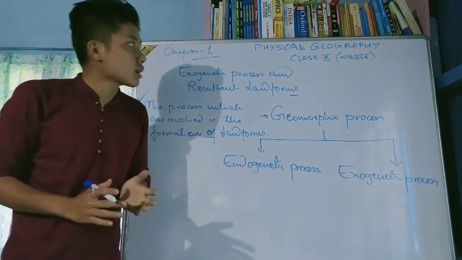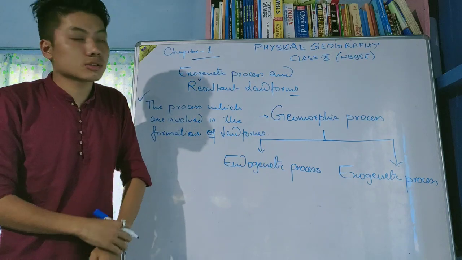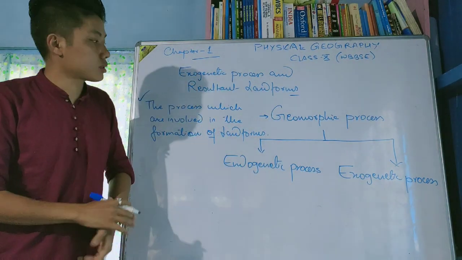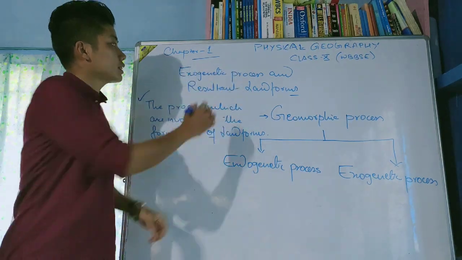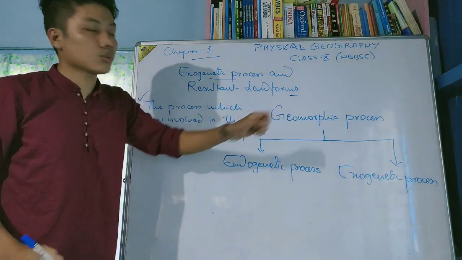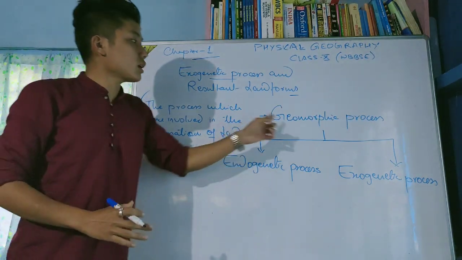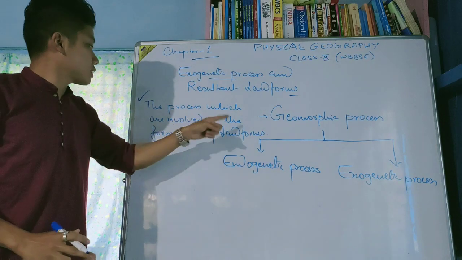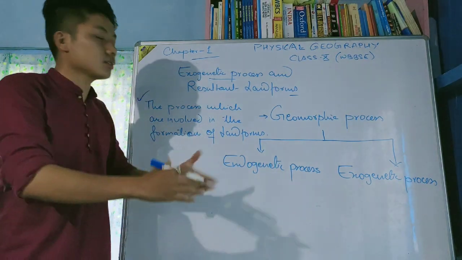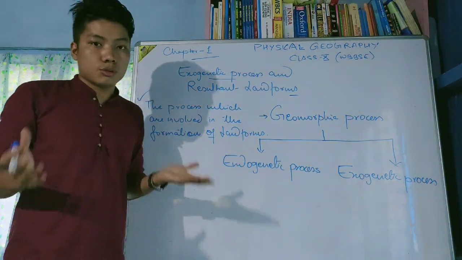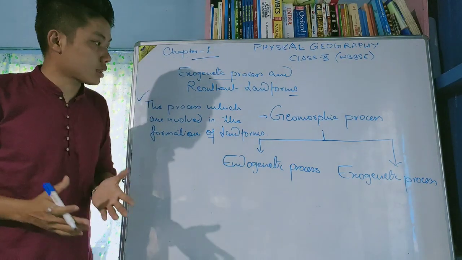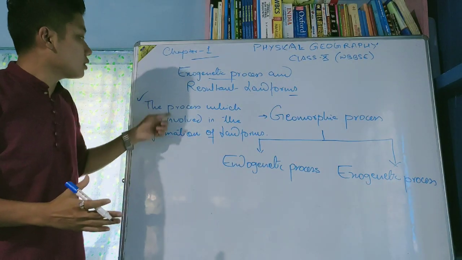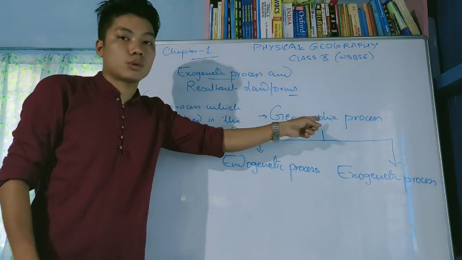So in this class today, I'm going to discuss Physical Geography, that is chapter 1, exogenetic process and resultant landforms. Before understanding exogenetic process, we must understand geomorphic process. So first of all, what is geomorphic process? The processes which are involved in the formation of landforms. That means in the surrounding area of human beings, we can see different kinds of land features like mountains, plains, plateaus, valleys, etc. All these landforms are built by geomorphic process.